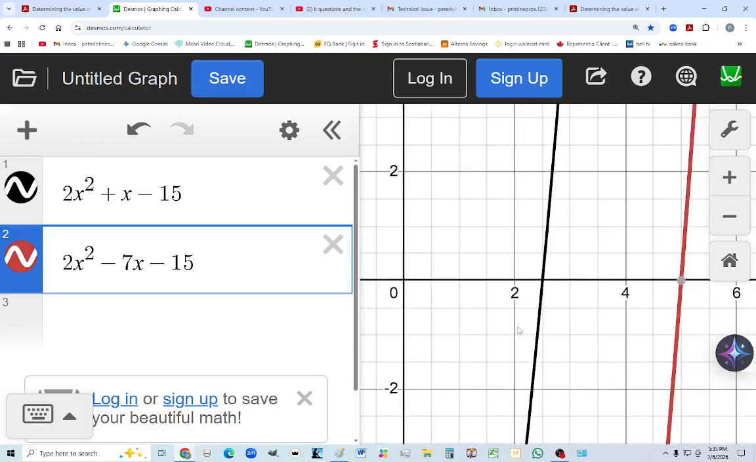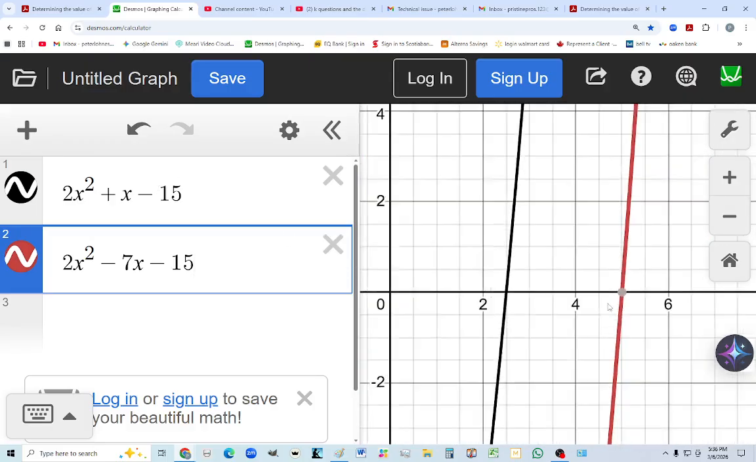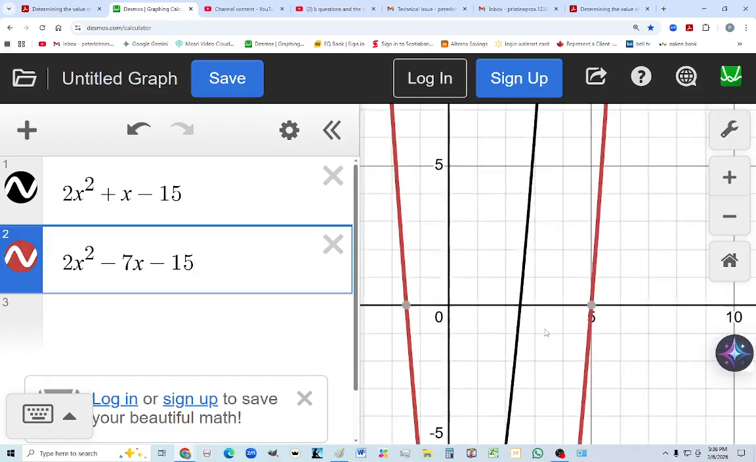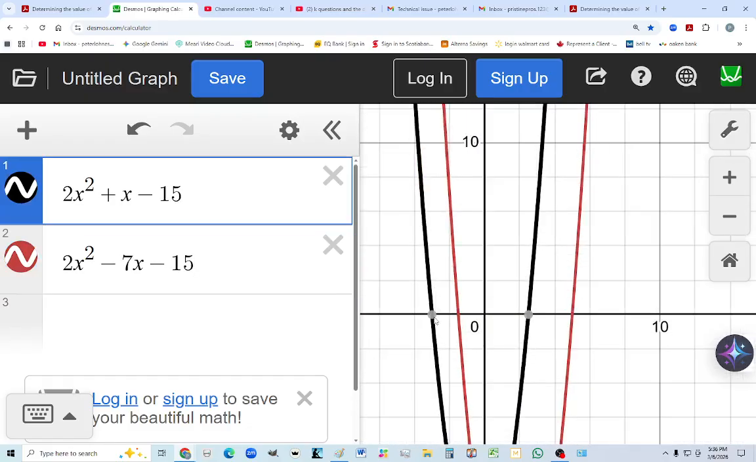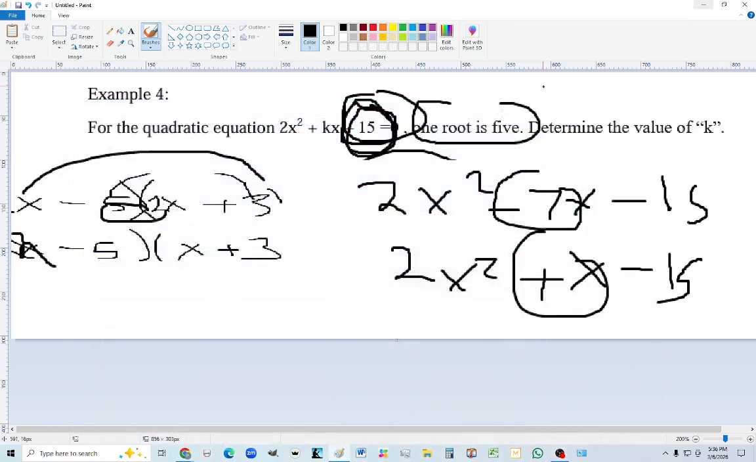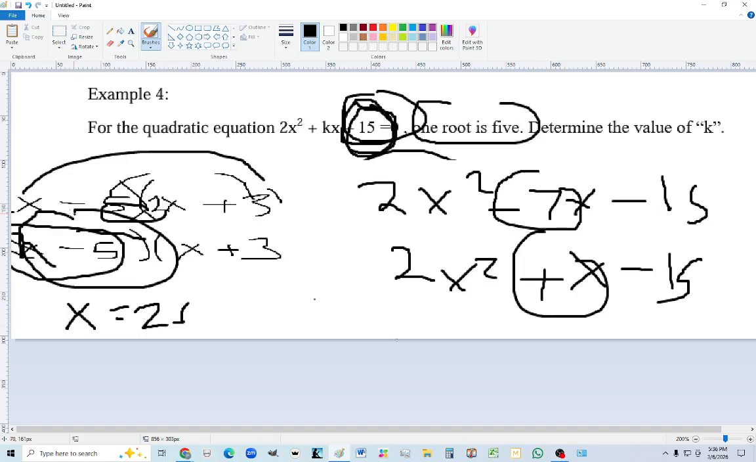Both of these should have a root at 5, and that one does. This one does not, it's 2.5. Oh, so there we go. That's right. So this one cannot be possible because the root here is 2.5 when we set this equal to 0. So this is the only one that's possible. So that's the only possible k value.